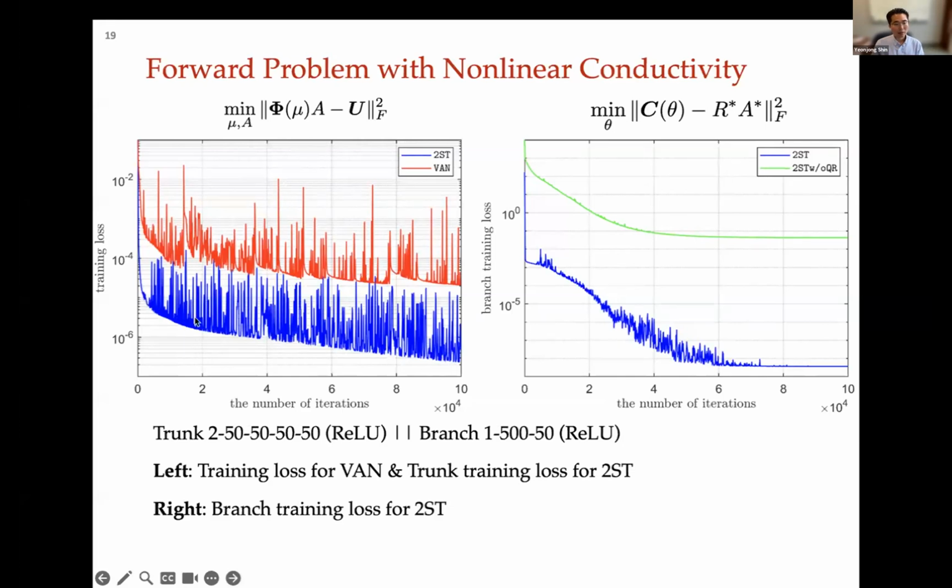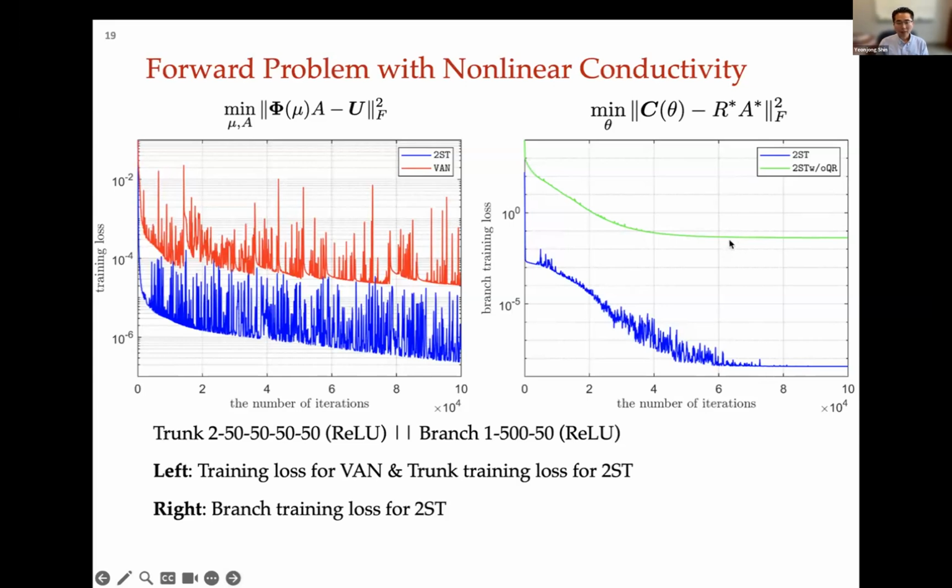And this is the loss trajectory for training the trunk network. You see that it is at least two orders of magnitude smaller than what vanilla training can achieve. On the right-hand side, I show the branch training loss. Here we compare without QR factorization versus with QR factorization. The blue shows with QR factorization and green is without it.